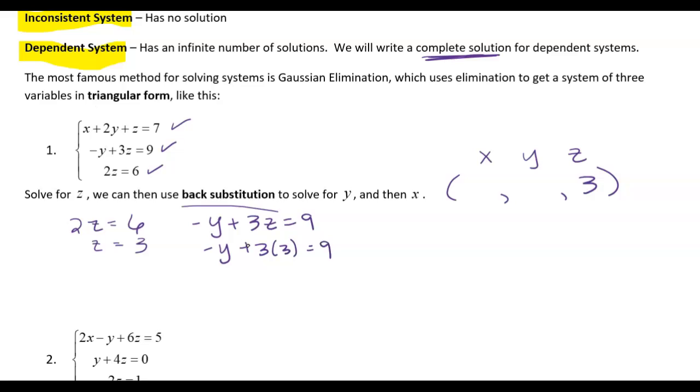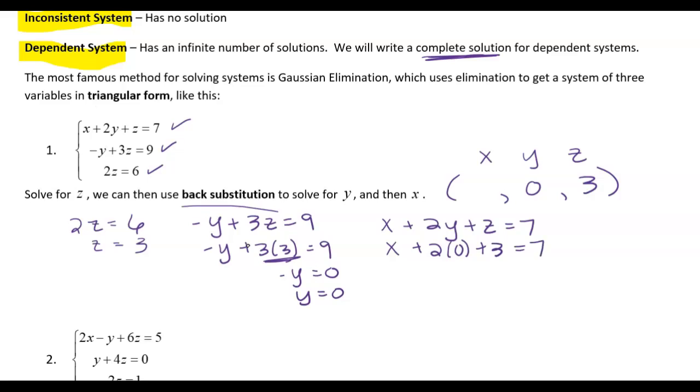Now if I go to the second equation, I can use back substitution to put that z value in and solve for y. You're going to get a 9 here, subtract that over, which is 0, and then divide out your negative sign. So you get a 0 for your y, and then go to your first equation and back substitute what you know about the y and what you know about the z, and then solve for x. So this is going to 0 out, subtract the 3, and you're going to get a 4.